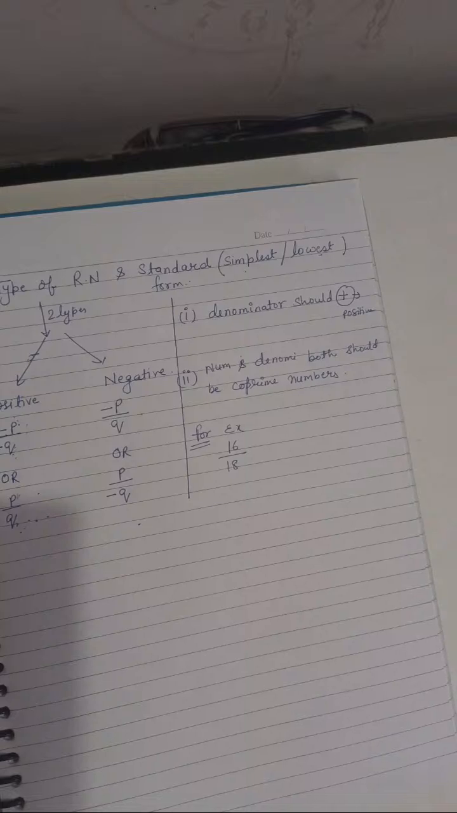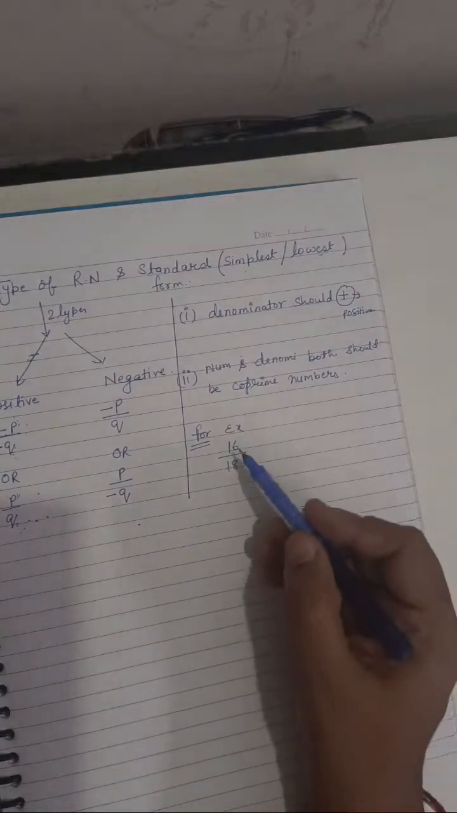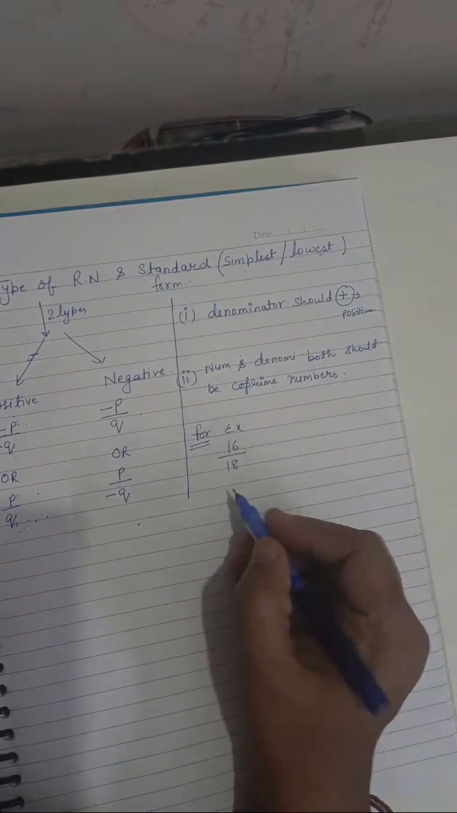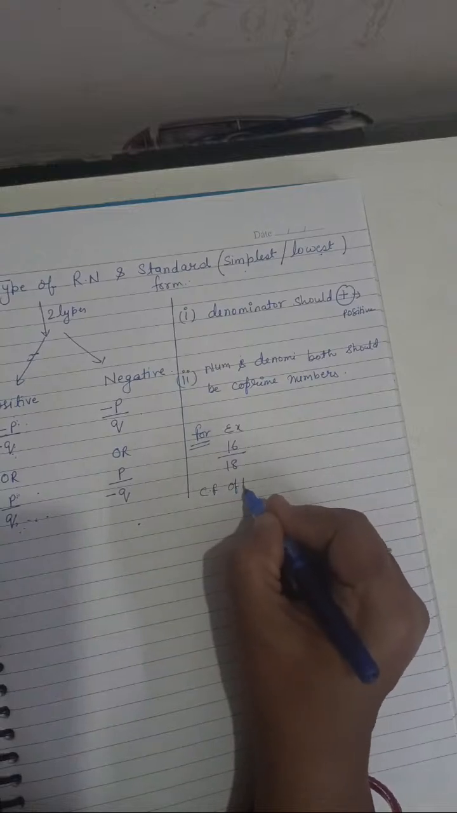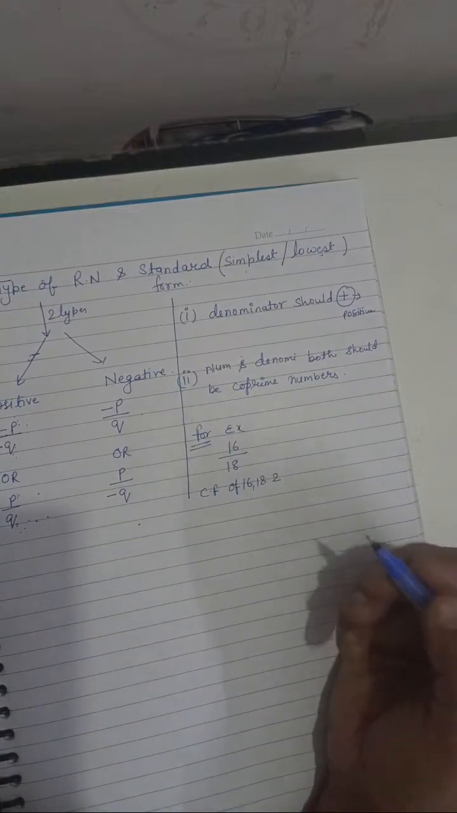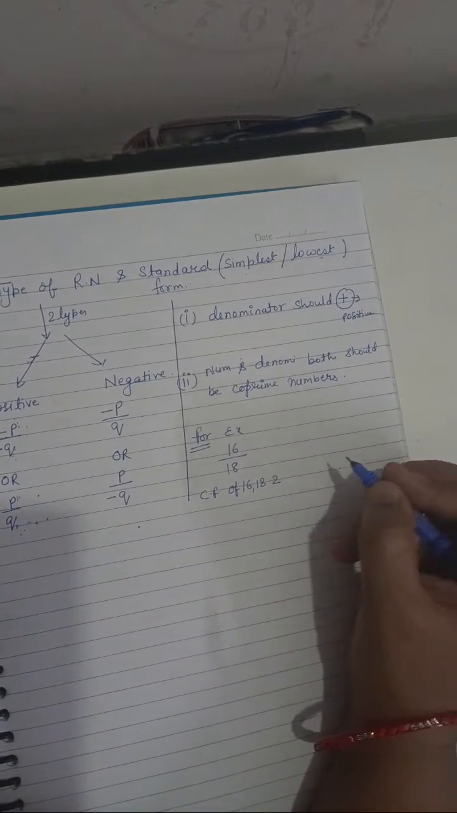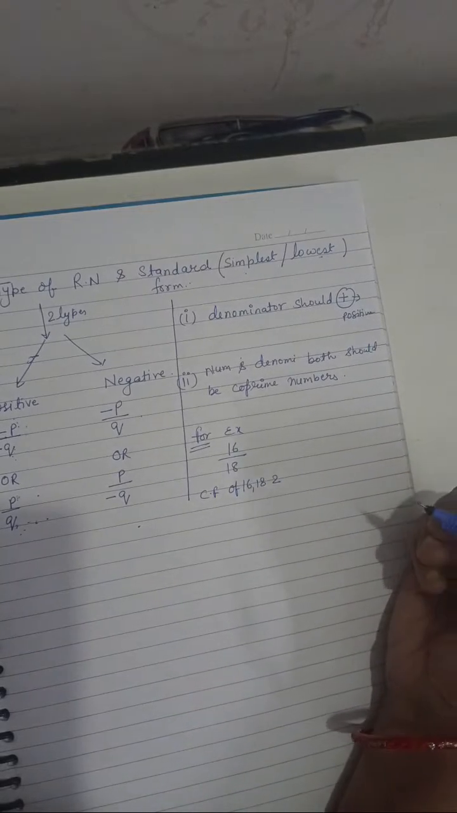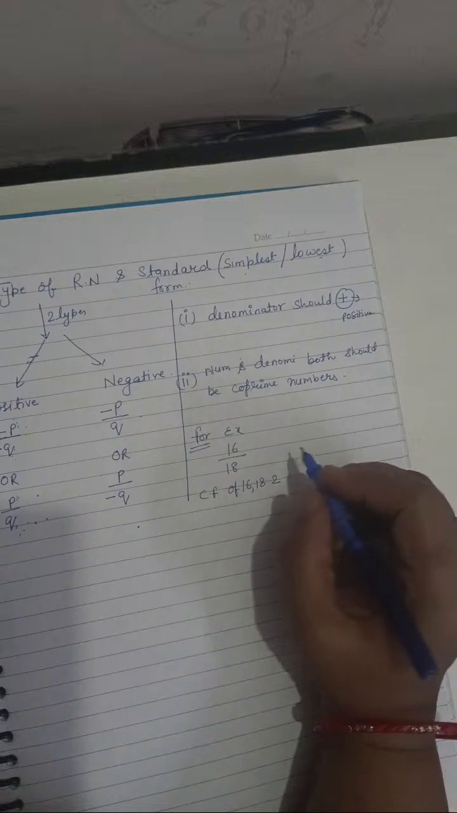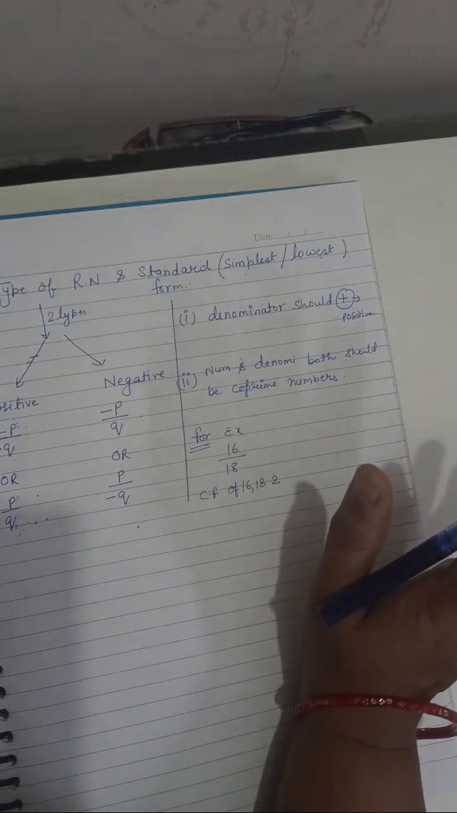No one is answering. Please tell what is the common factor between 16 and 18. 3 from where, beta? Between 16 and 18, 2 is the common factor. Common factor of 16 and 18 is 2, right? 4 will not be there, 3 will not be there, only 2 will be there. They both can be divisible by 2 only.